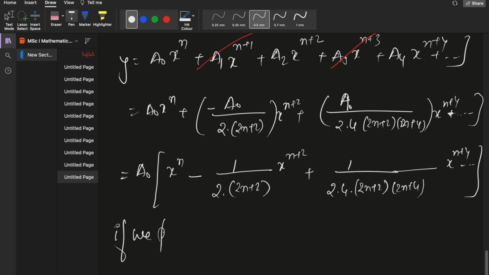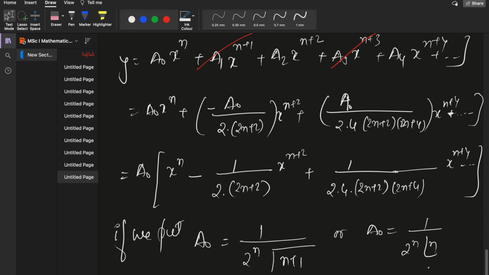if we put how much? a naught equals 1 upon 2 to the power n factorial, or sorry, gamma n plus 1, which can be written as a naught equals 1 upon 2 to the power n factorial n. Alright, I can write factorial into gamma function form.